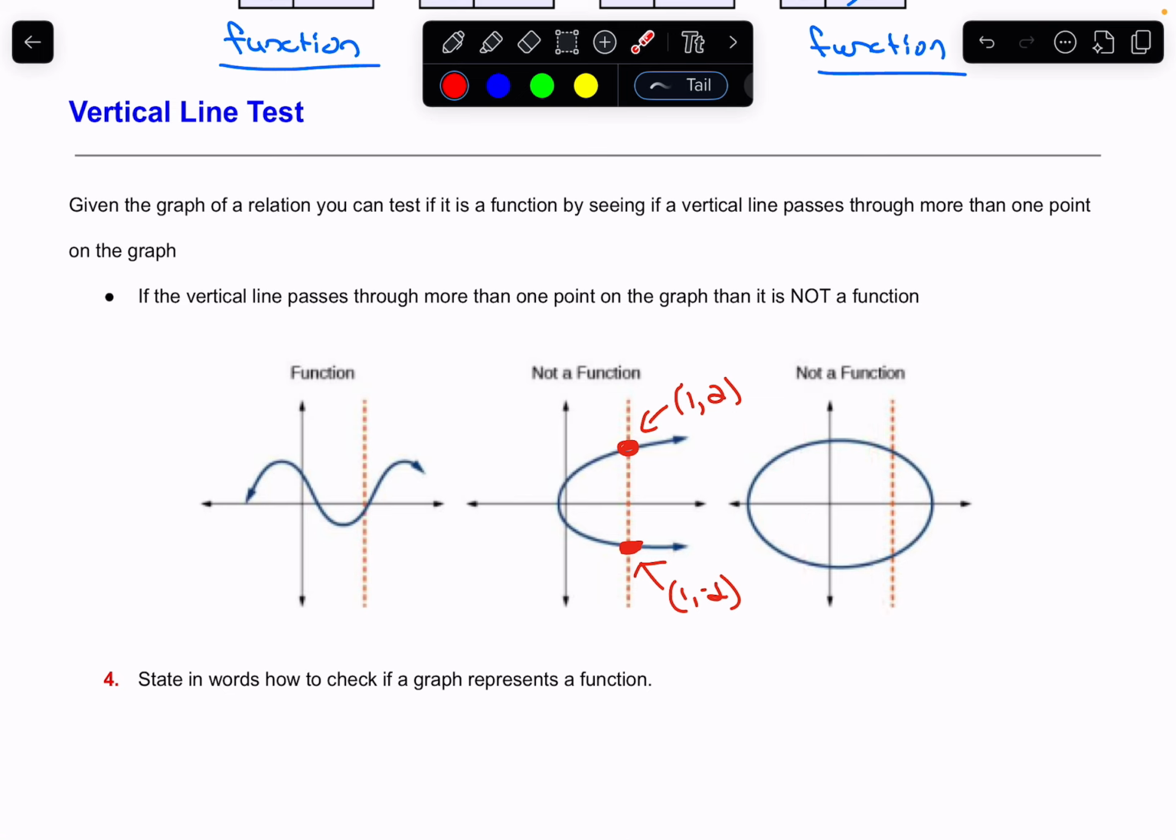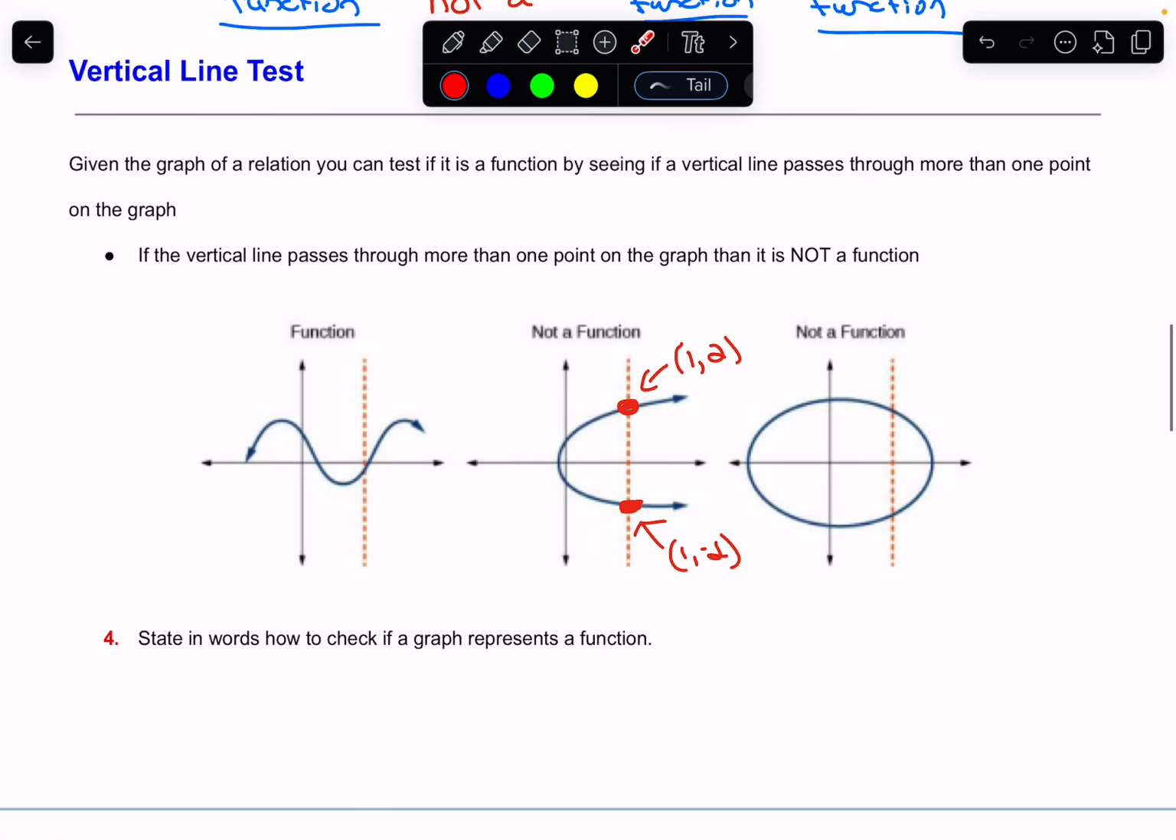So on this middle graph, you might say, oh, if I put the line over here, it only touches once, but there only has to be one counterexample. Okay, so it doesn't have to fail the vertical line test everywhere. It just has to fail once and then automatically not a function.